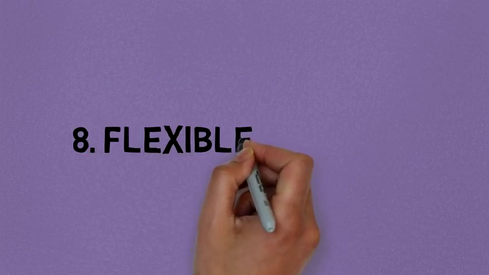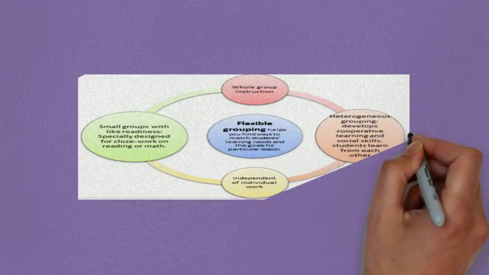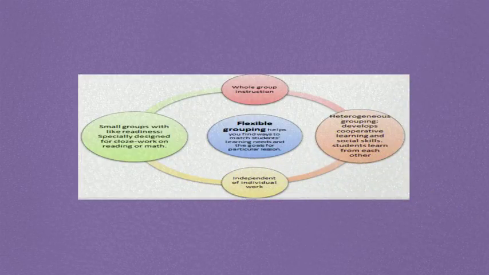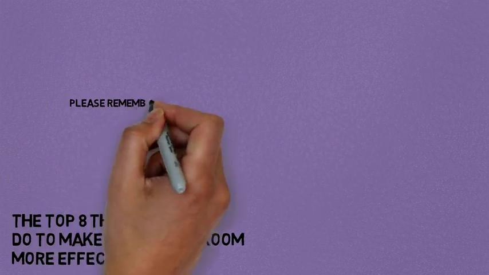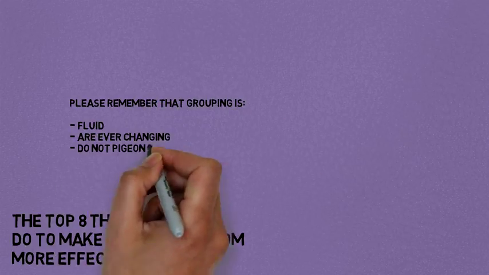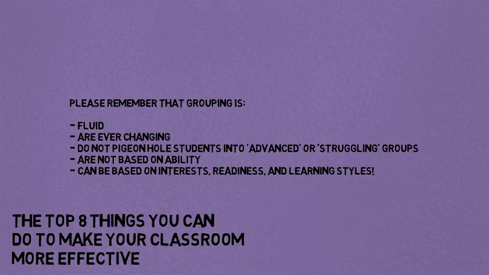Number 8, flexible grouping. Flexible grouping helps you find ways to match students' learning needs and match the goals for a particular lesson. This can be done in whole group instruction, small group instruction, and independent learning, and these techniques allow students to benefit from engaging in multiple techniques and different perspectives. Please remember, these are fluid and ever-changing, and please do not pigeonhole students into advanced groups or struggling groups.